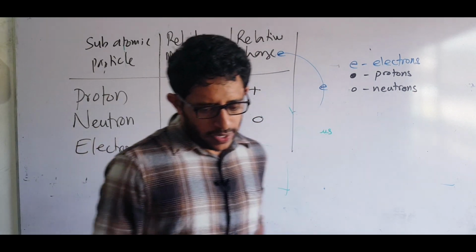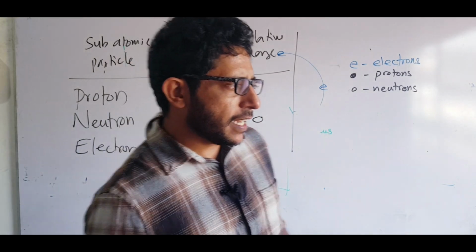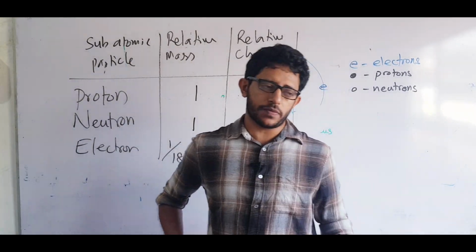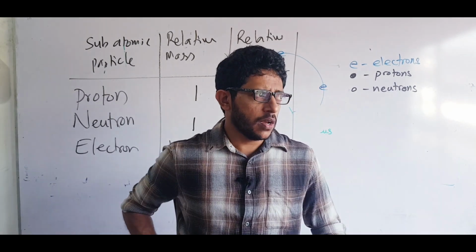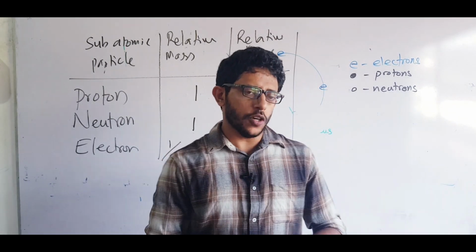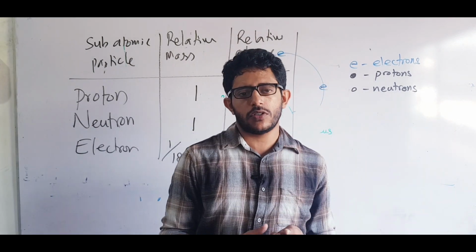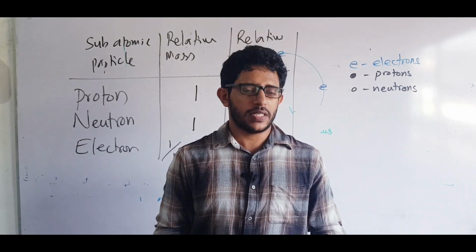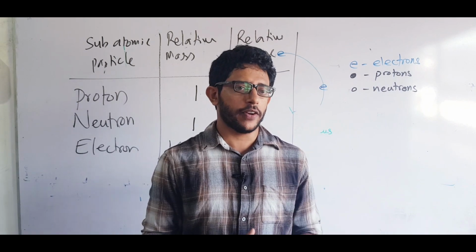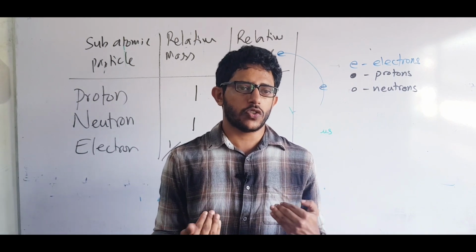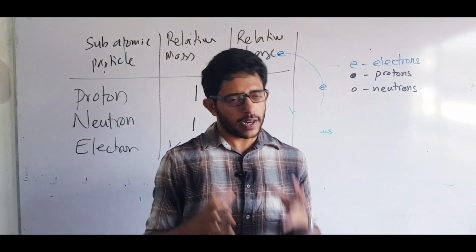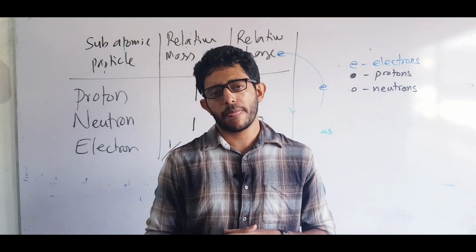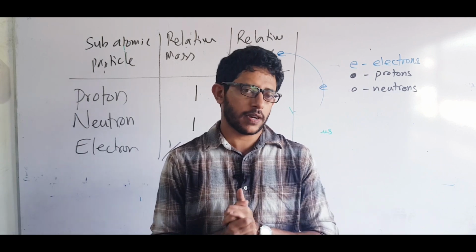Now, when we go to the next part, some elements have isotopes. It's a very common thing they ask in Unit 1. What are isotopes? Isotopes are different atoms of the same element with the same number of protons but different number of neutrons. So when someone asks you to define isotopes, this is a very common question in Unit 1. Isotopes are different atoms of the same element with the same number of protons but different number of neutrons.